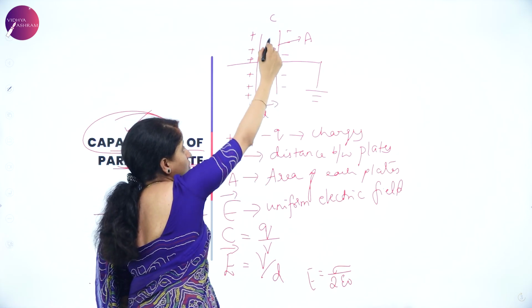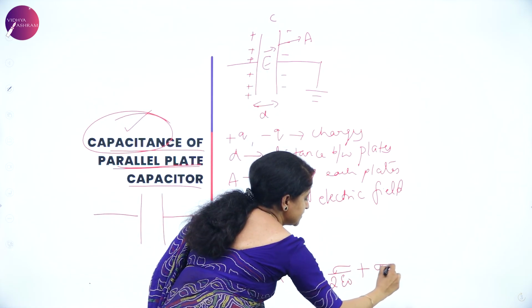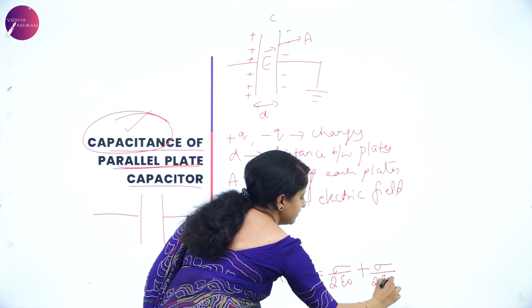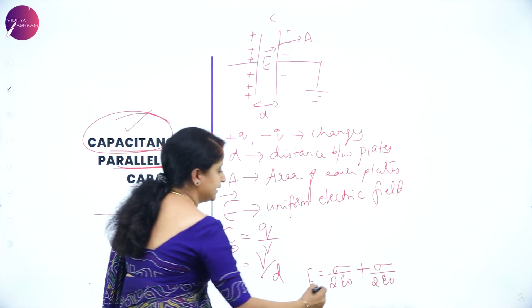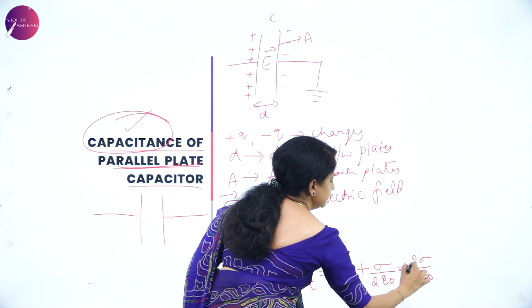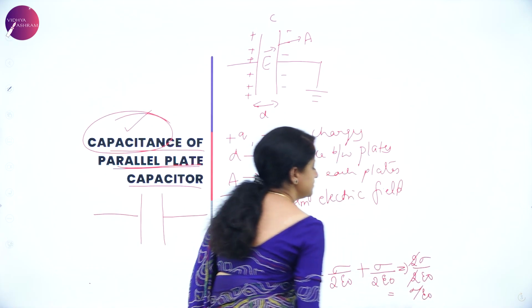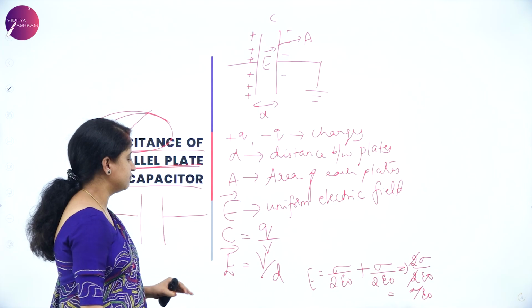So here we have two sheets, and hence I can write E is equal to sigma divided by 2 epsilon naught plus sigma divided by 2 epsilon naught. And this is nothing but 2 sigma divided by 2 epsilon naught. The 2 and 2 will get cancelled, and I remain with sigma divided by epsilon naught. So this is the expression for E.